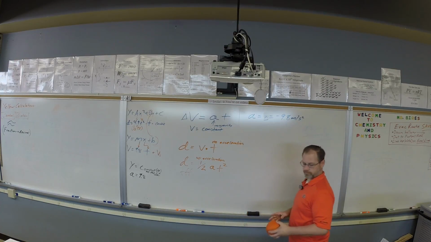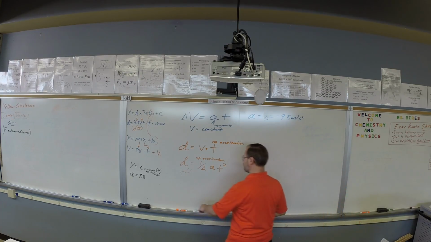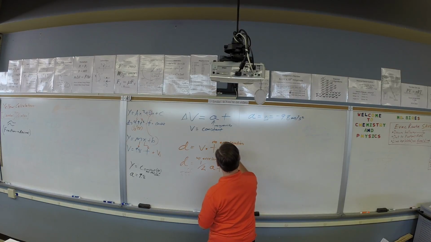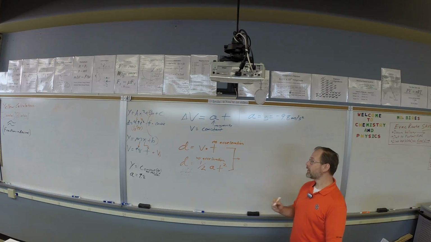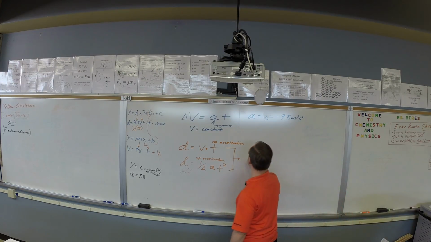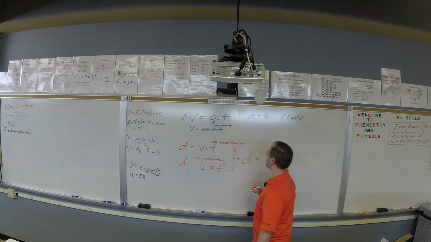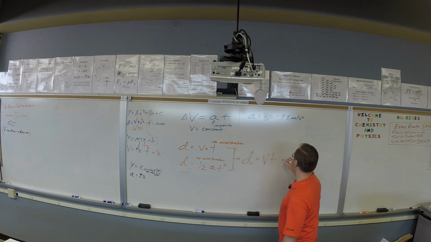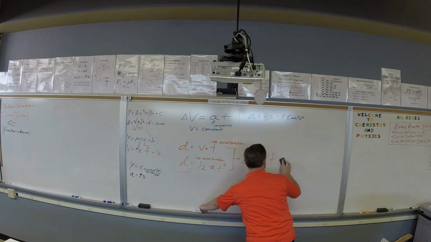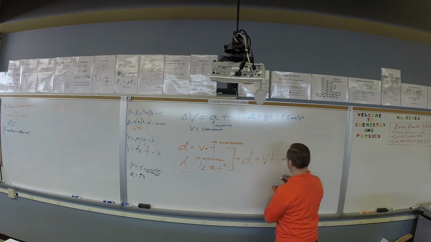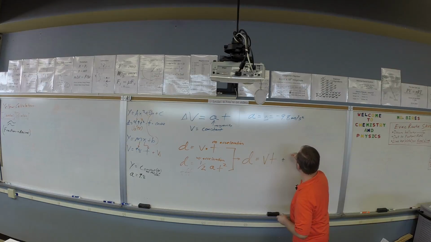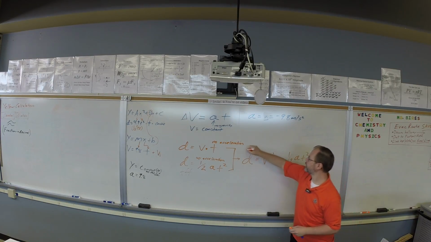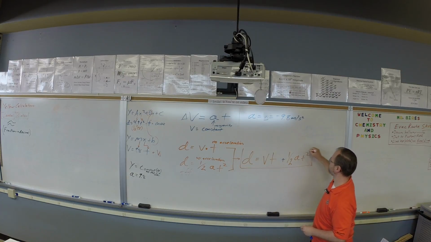You're going to use both formulas. If you throw something down, you give it an initial velocity, and it's falling, you're going to use both formulas. And the formula looks like this: D equals Vt plus 1/2 AT squared. This is our primo kinematics formula.